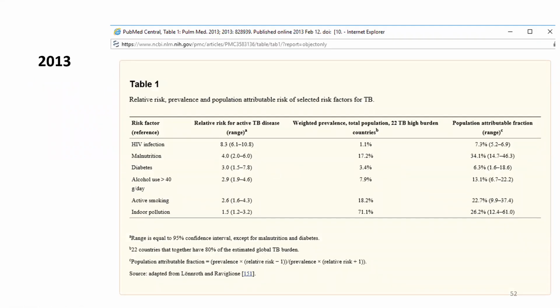The other one looked at the relative risk of active disease. For diabetes it is 3.2, compared to HIV, which is obviously higher, and malnutrition. All of this impacts your immune system. Look at the relative risk for this patient: a range of 1.5 to 7.8, which is a bit up compared to other factors like alcohol, active smoking, and indoor pollution.